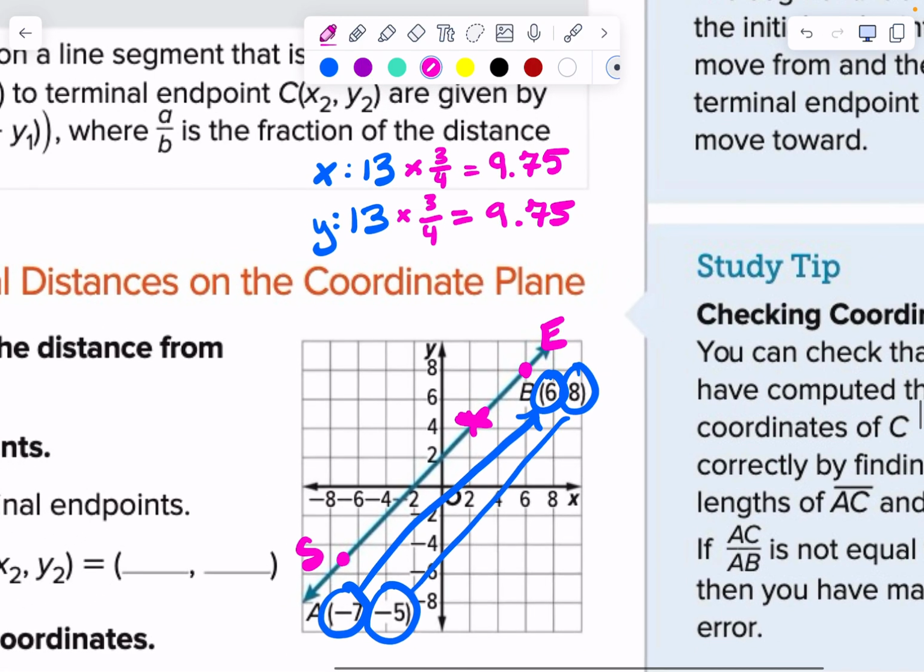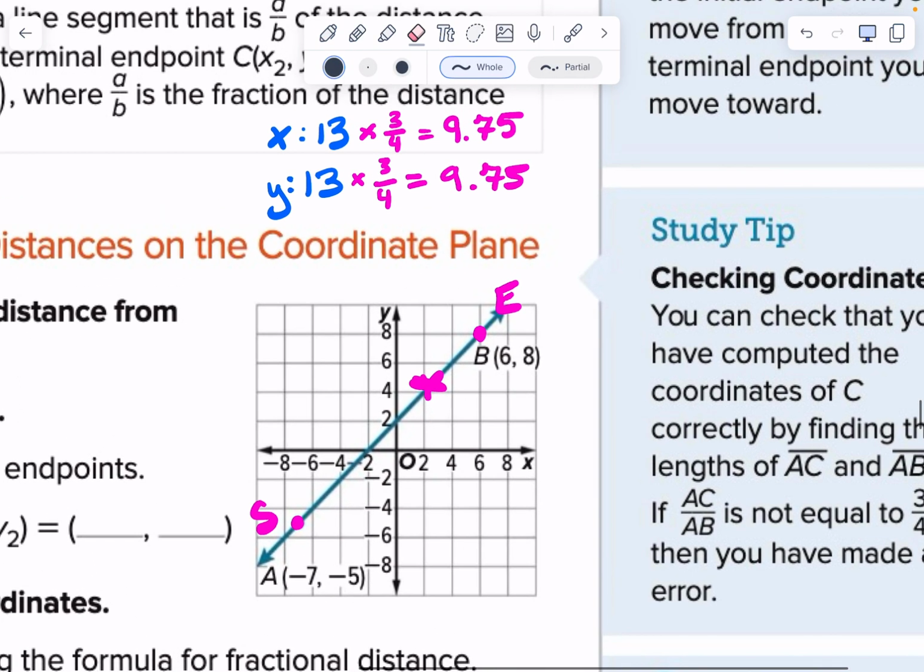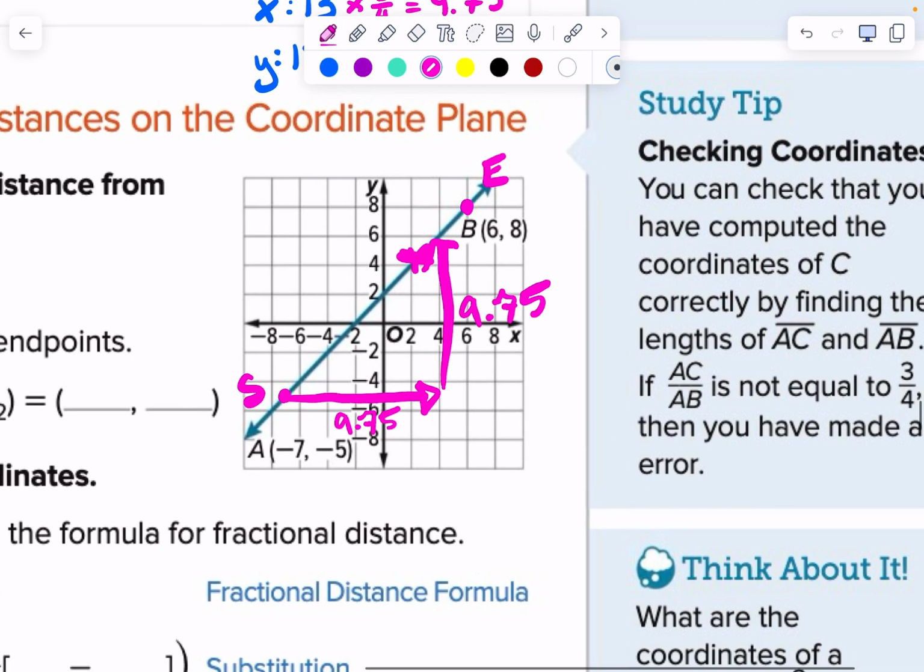Okay, now we're close to the answer, actually. This doesn't take too terribly long, okay? We want to go 9.75 units in the x direction, and I want to go 9.75 units in the y direction, okay? Now, my starting point is (-7, -5), all right?